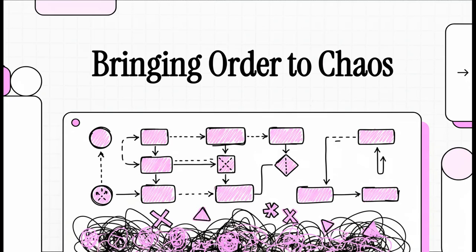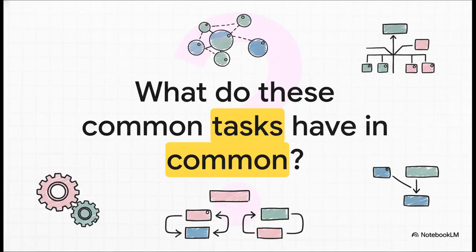It's all about bringing some much-needed order to one of the most chaotic parts of any business. You know, how work actually gets done. I mean, on the surface, they seem totally different, right? But the answer is actually pretty simple. They're all processes. Every single one is just a series of steps, decisions, and actions that get you from point A to a specific outcome.